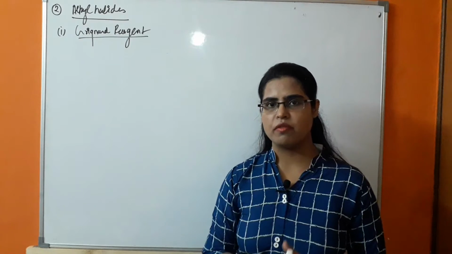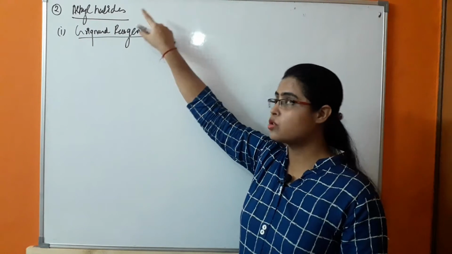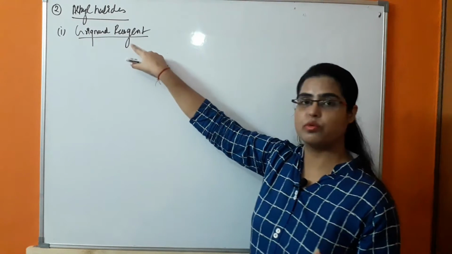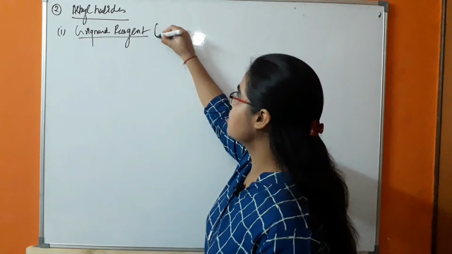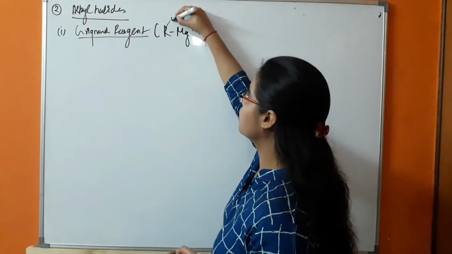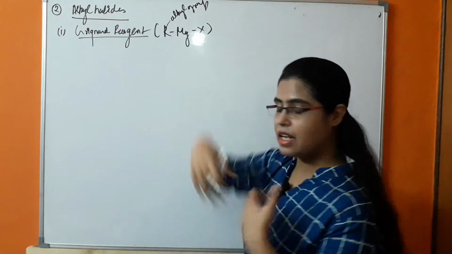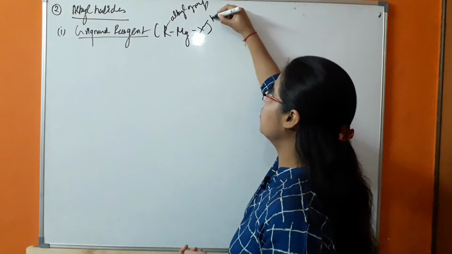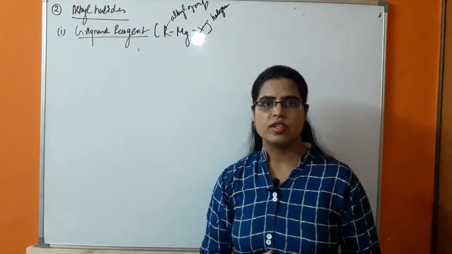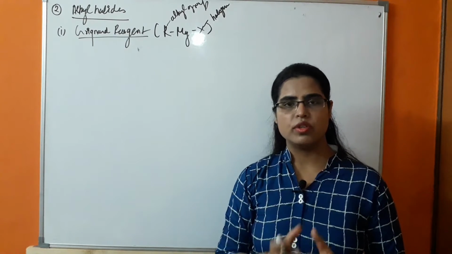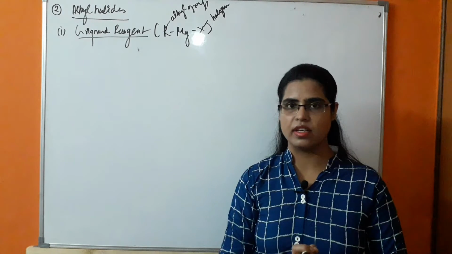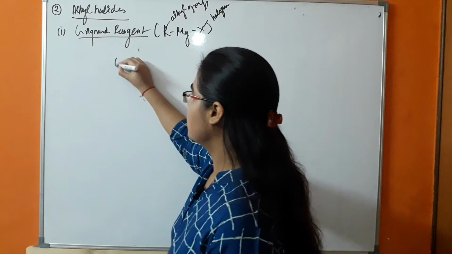Next reaction for the preparation of alkane is by using alkyl halides. The first reaction used for the preparation of alkanes from alkyl halide is by using Grignard reagent, whose formula is RMgX. In this, R represents an alkyl group. It can be any alkyl group, and X represents a halogen. So this X will be any halogen. So what is Grignard reagent? Grignard reagent is an organometallic compound which is formed by the reaction of alkyl halides with magnesium in the presence of dry ether.